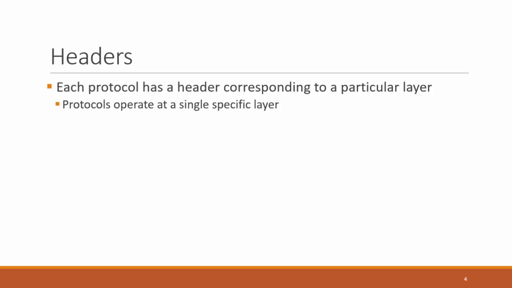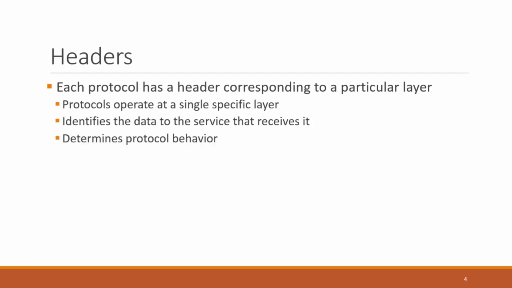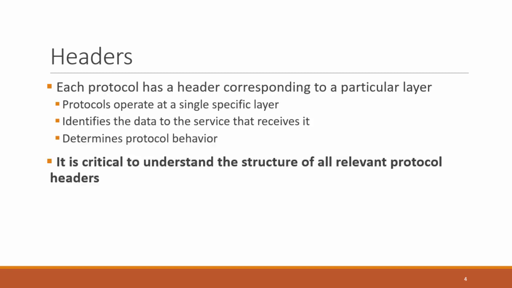There is a requirement to provide information to the network at each layer of the communication. This is in the form of a header. This identifies the data to the receiver, and it's essential that we understand these headers. They are the key to what's taking place within the packet.